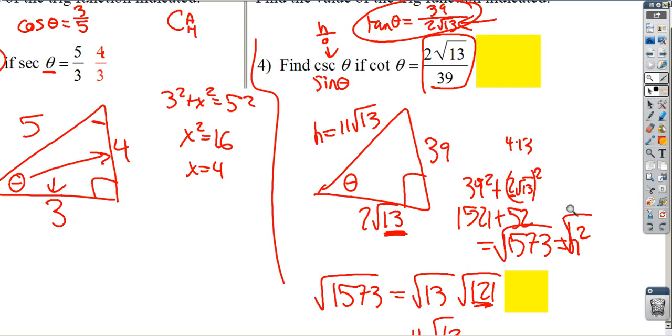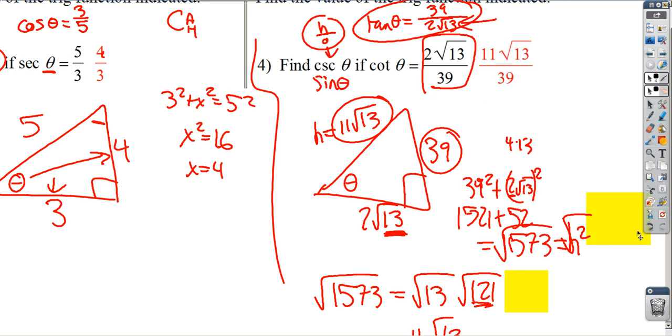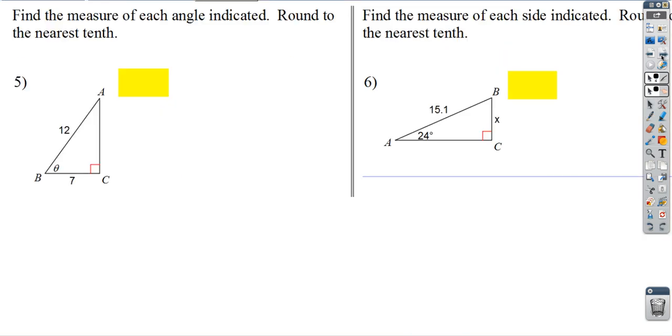Okay, now we have everything we need. It says find cosecant, which is hypotenuse over opposite. So there's the hypotenuse, there's the opposite. So 11 radical 13 over 39 should be the answer, and it is.